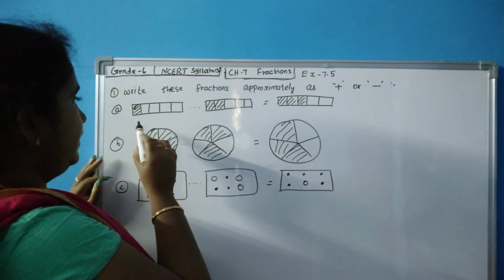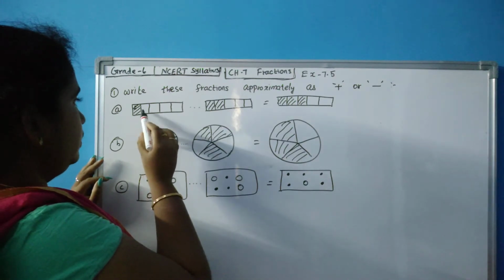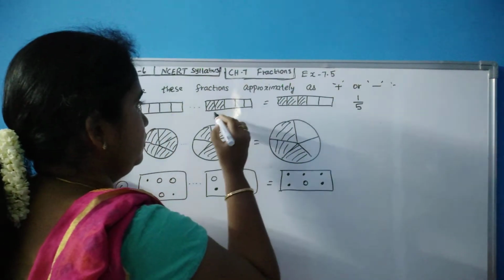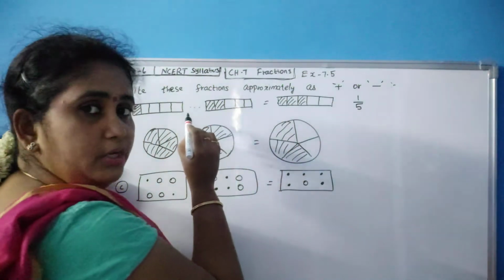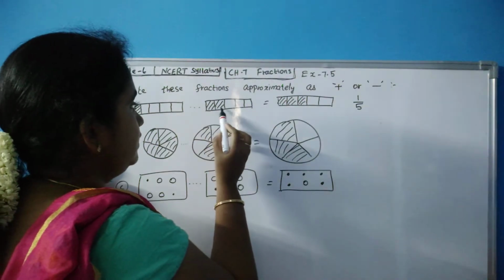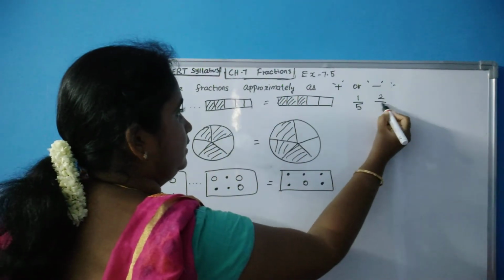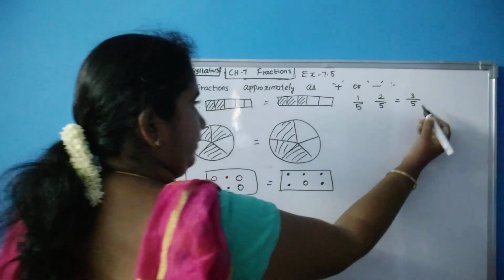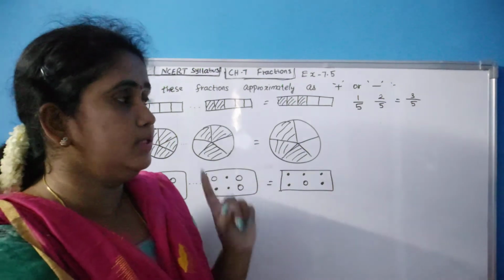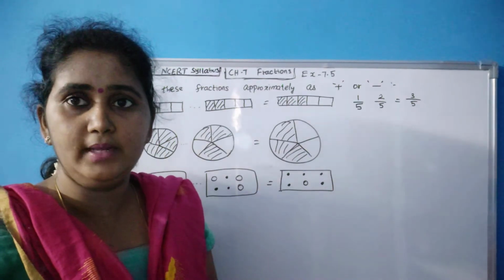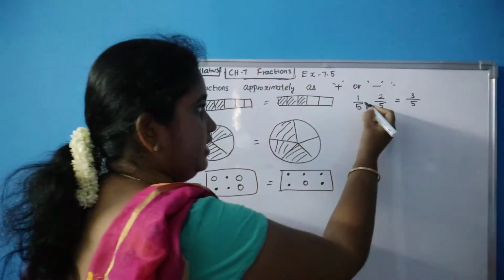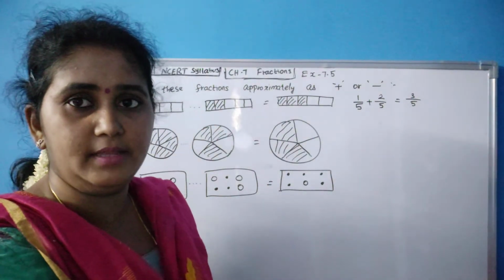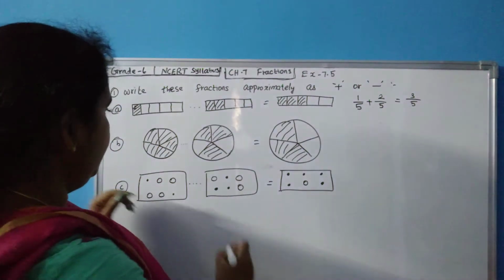How many parts is shaded? One part is shaded out of 1, 2, 3, 4, 5. So one part is shaded out of 5 parts. And then you see the operation, they did not mention it, you have to find out. Here 2 parts is shaded out of 5 parts, and then the answer they gave us is 3 parts shaded out of 5 parts. So 1 is there, 2 is there. If you add 1 and 2, you will get 3, right? So the operation here is plus. So 1 by 5 plus 2 by 5 gives you 3 by 5. This is your answer.